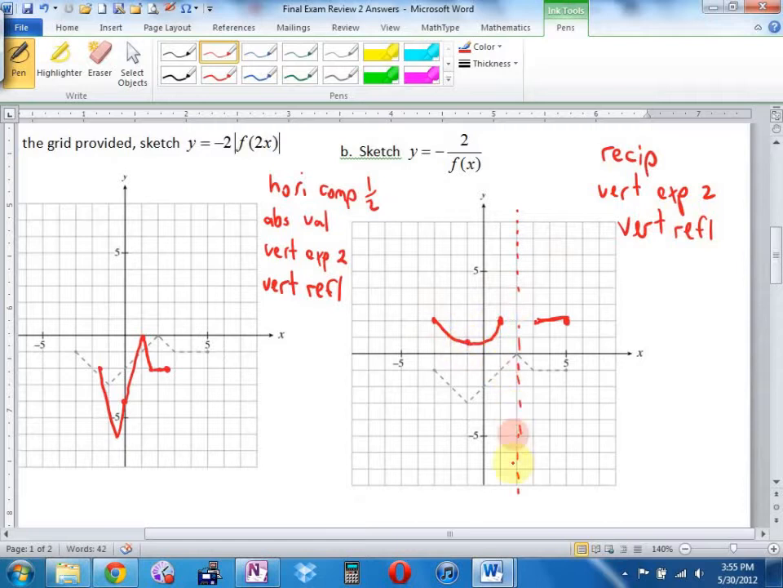This shoots off to -infinity. It's going to shoot off to +infinity, but that expansion is going to make it shoot off even faster. The reflection is going to make it shoot off to +infinity. This shoots off to 0, so the reciprocal would shoot off to negative infinity. It's going to shoot off to positive infinity. That's a very tough one. I think you could just count on a plain old standard reciprocal. But hopefully this kind of jogged your memory for transformations.